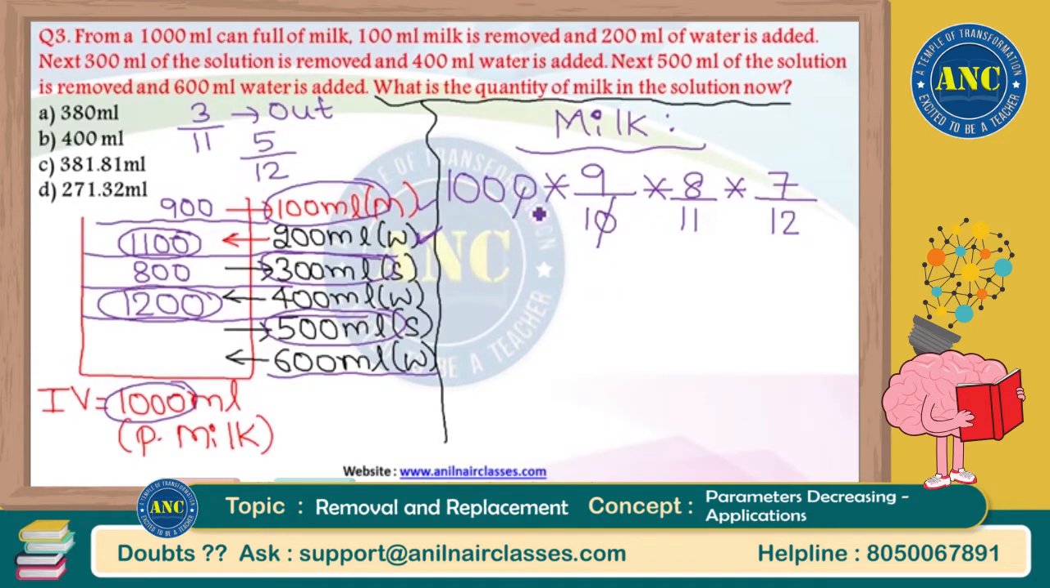0 will cancel. This is 4 into 2, 4 into 3, and 3 into 1, 3 into 3. So your final answer will be 100 into 3 is 300. 300 into 2 is 600. 600 into 7 is 4200. 4200 divided by 11. Answer for this question is 381.81 ml, which is nothing but option C.